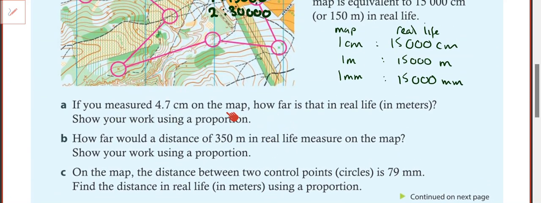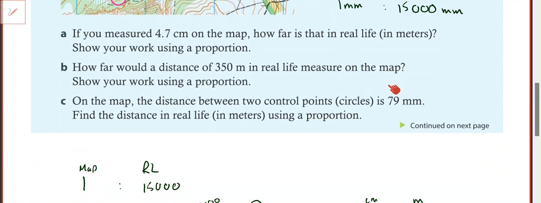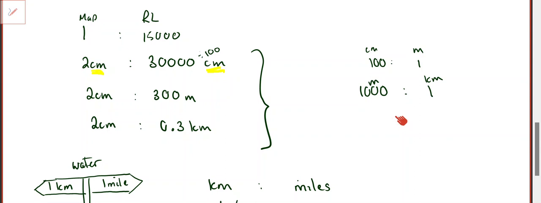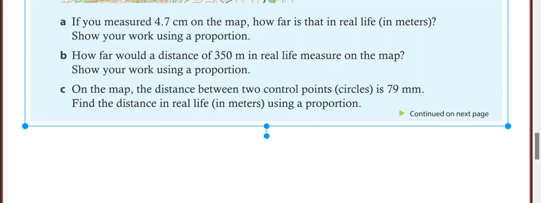Right? Well, let's have a look at the questions then. If you measured 4.7 on the map, you've now got some information. Did you write this down, by the way? Yes. This bit's important. Write it down in your notes. Let's do the first one together. So, if you measured 4.7 on this map, how far is it in real life?